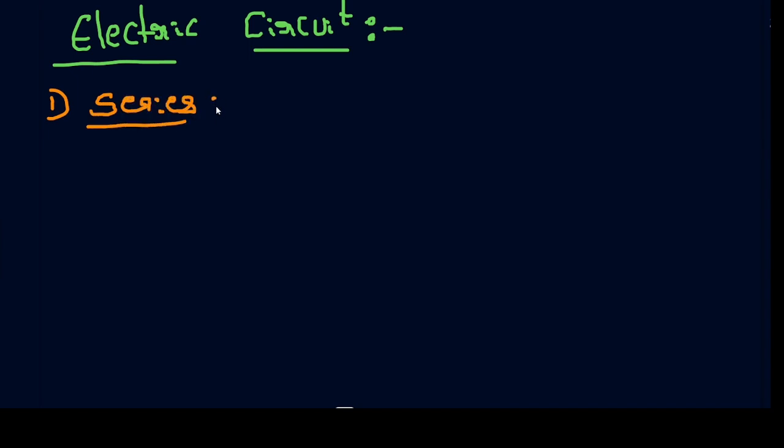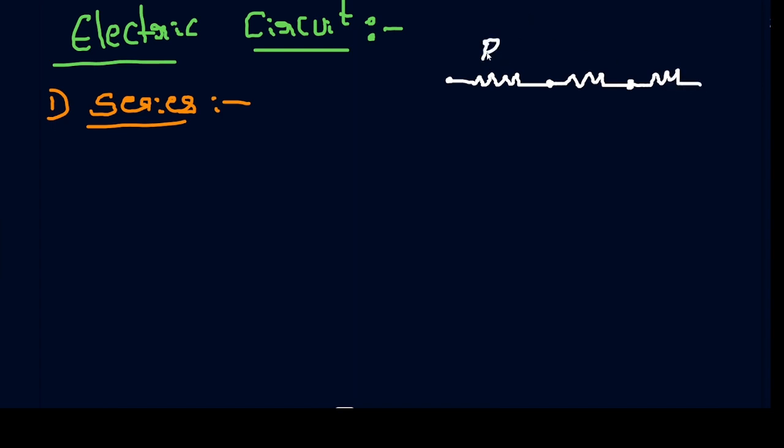Now, what is this series? For example, I have three resistors. Now I want to combine them, connect them with each other. How can I combine them? First, I want to combine them in this way. It is one electric resistor, and this is another one, and this is the last one I have.